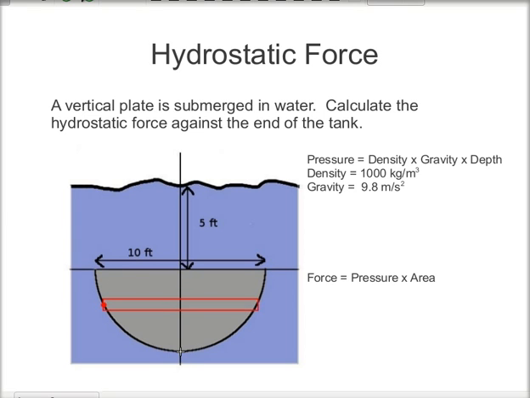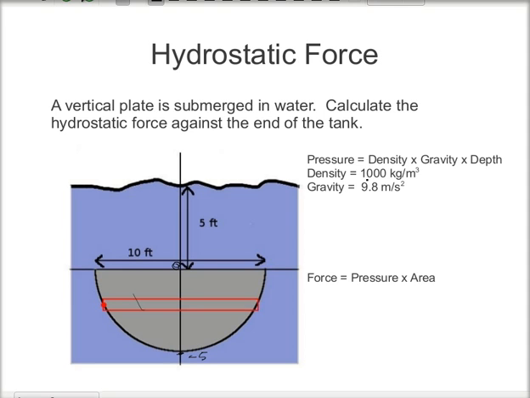So our other end here is going to be at -5. So this will be -5, and this is 0 on our axis. So force is pressure times area. So first let's look at the pressure. Pressure is given by density times gravity times depth.